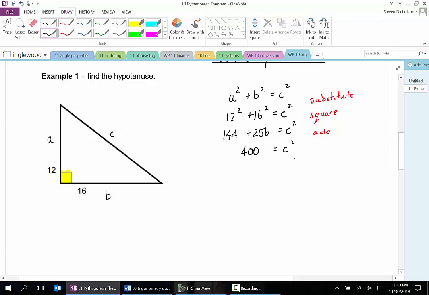Now remember, we don't want to know what c squared is equal to. We want to know what c is equal to. So the next step is to take the square root.